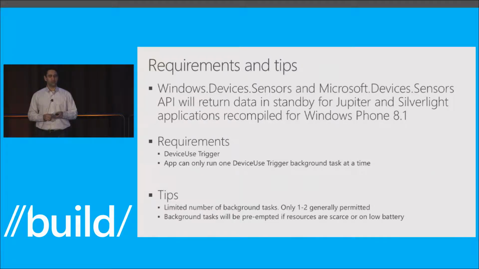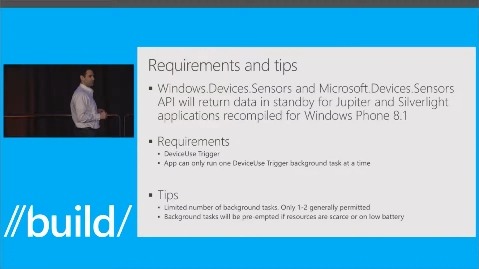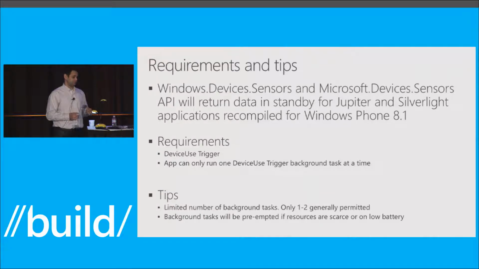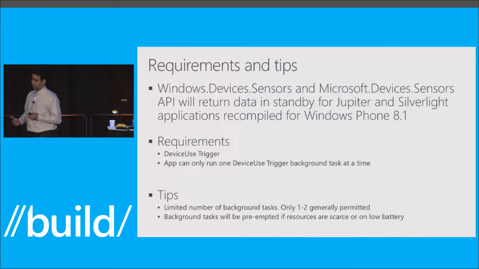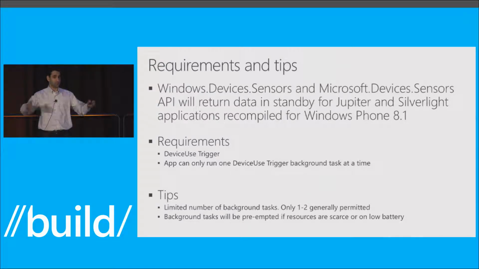So in terms of the requirements and the tips that I would provide, while it is available to native apps as well as to Silverlight apps, you have to use something called a device use trigger. The device use trigger is used to tell the application or the background task whenever there's new data coming in. But the number of such triggers available is constrained, and it varies based on the device that you have. A more economical device with a lower RAM footprint would probably only have one device use trigger that you can use across multiple apps, whereas some of the higher-end devices would have more.